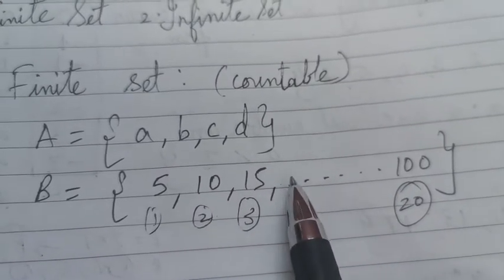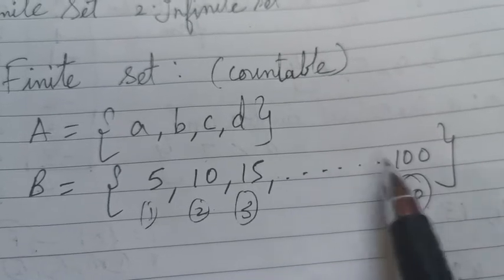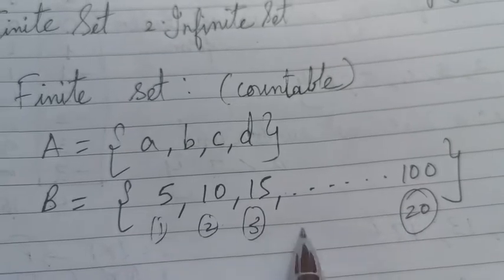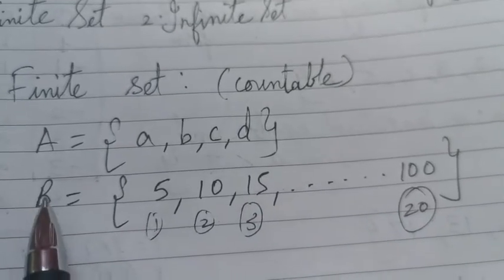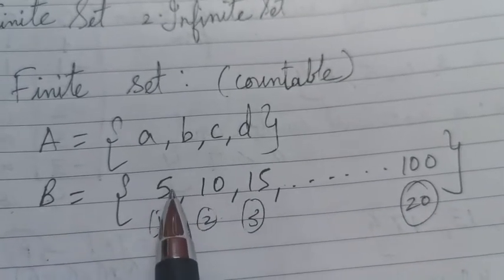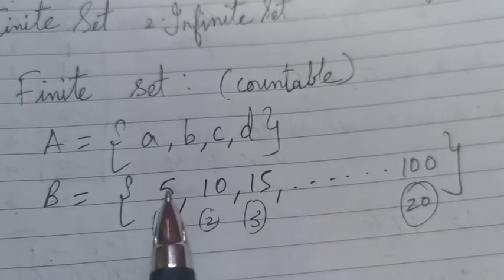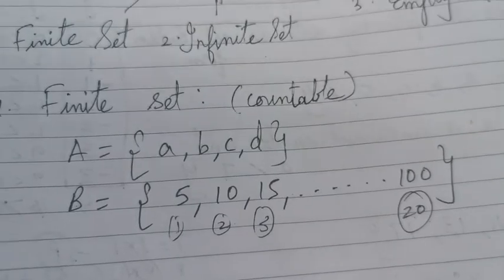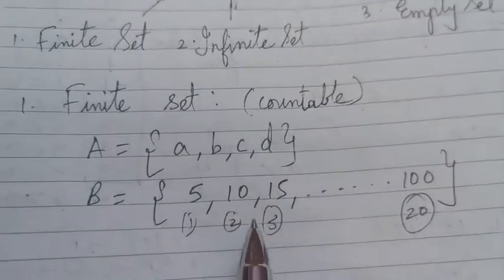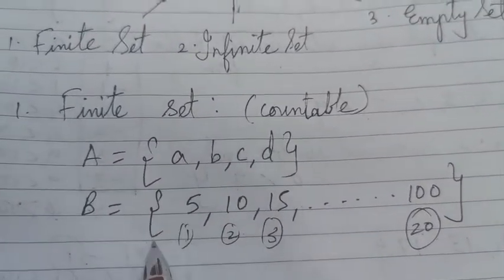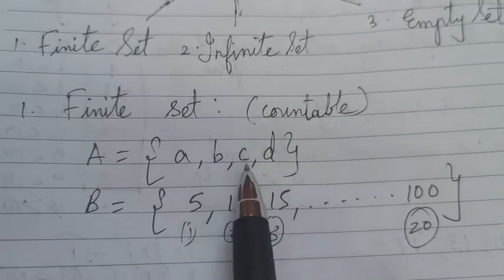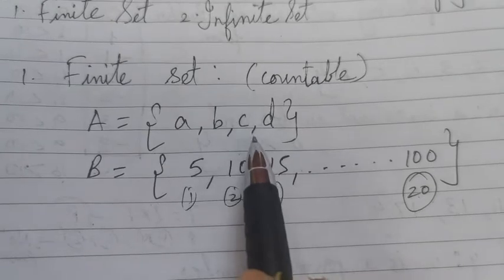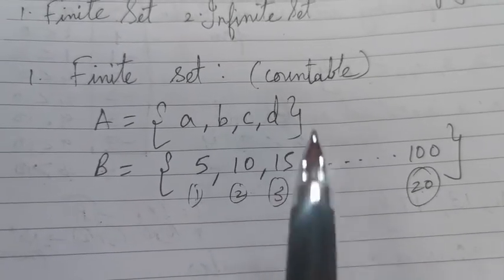So what will be the next element? 20, 25, 30, 35. It goes on till 100. So there are 20 elements in set B which are multiples of 5 from the first multiple till the 20th multiple. So the number of elements in set B are 20. So A and B have elements which can be counted. The number of elements can be determined by counting.